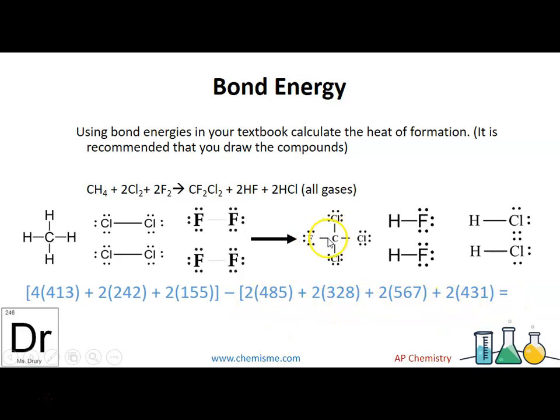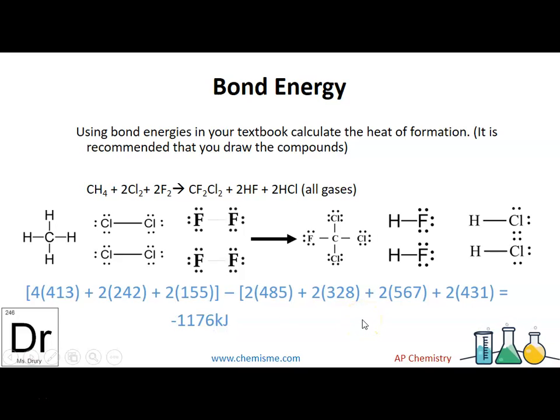So there are 2 that should be CF bonds. I remember this is a typo here. This should be an F. At 485, there are 2 CCl bonds at 328. There are 2 HF bonds, and there are 2 HCl bonds. And then you just sum this up in your calculator, making sure you use all the parentheses that you need. And I get this value.